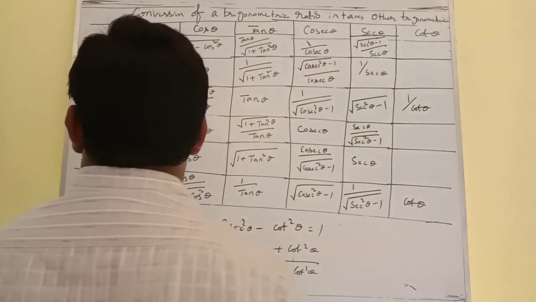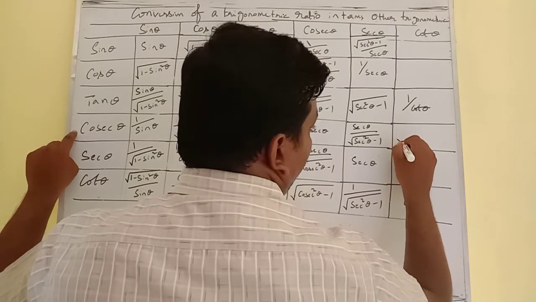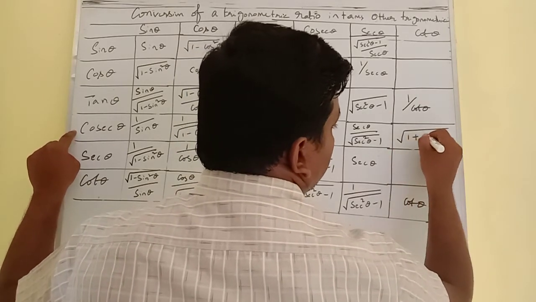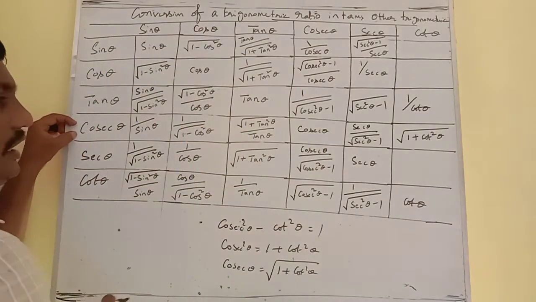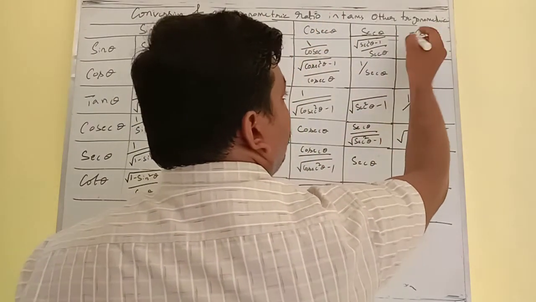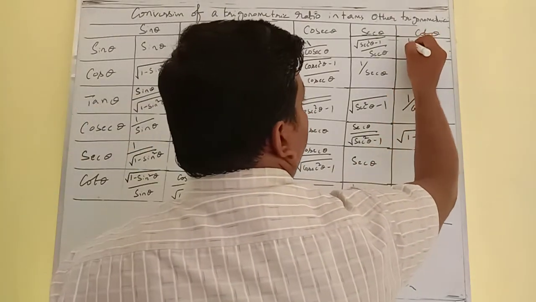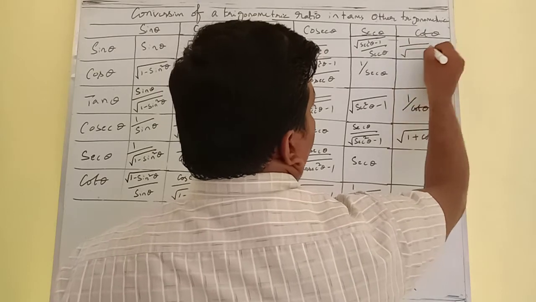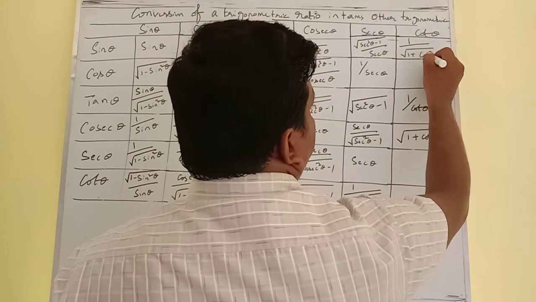So cosecant theta can be written as root of 1 plus cot square theta. Once you know cosecant theta, we are able to find its reciprocal, that is sin theta, which is 1 by cosecant theta, that is 1 by root of 1 plus cot square theta.